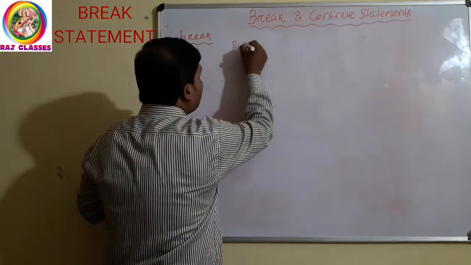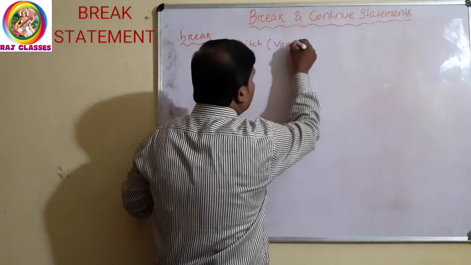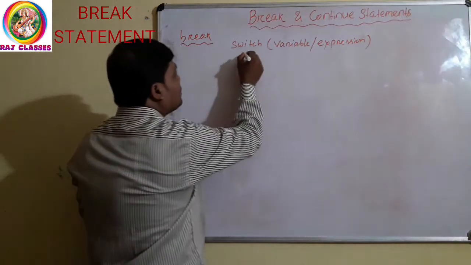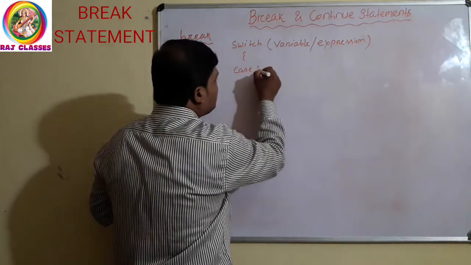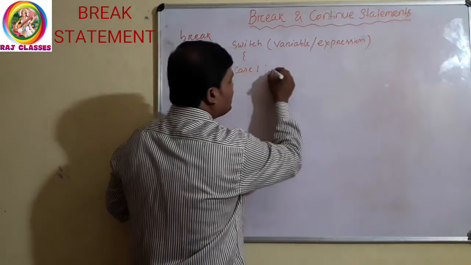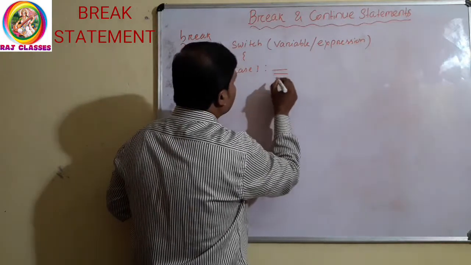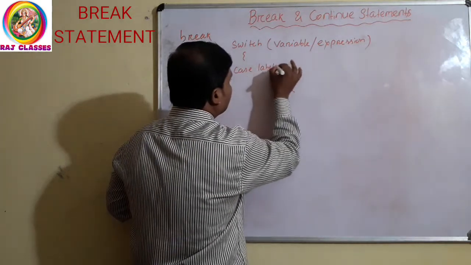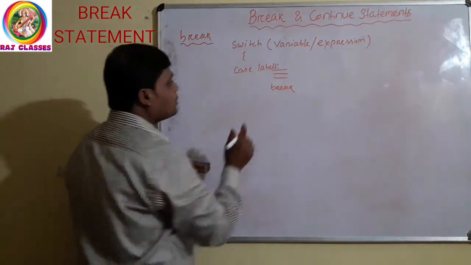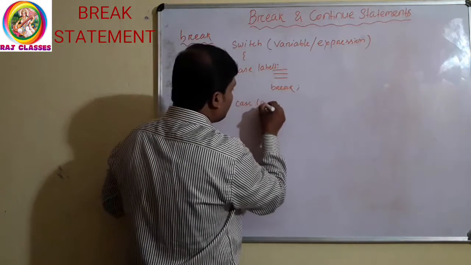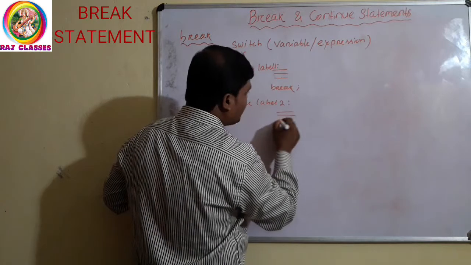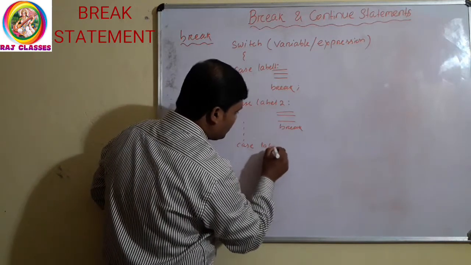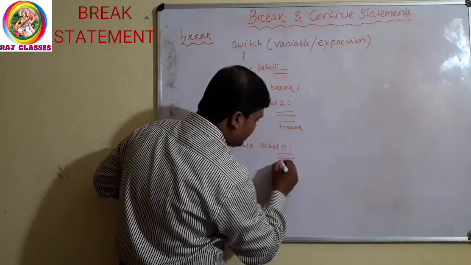Just remember, this is switch, variable or expression. Then case, suppose case 1 is there and some statements are there, then this is break. You can place the case label 1, then break. Same, case label 2 colon, some statements, then break. Like this, case label n is there, some statements are there, and break is there.